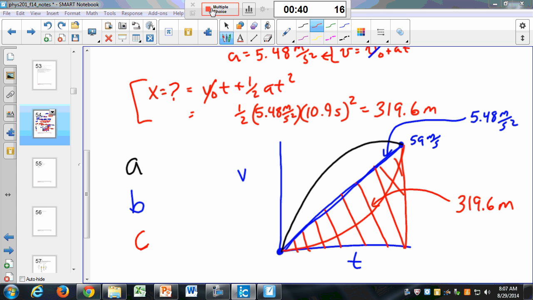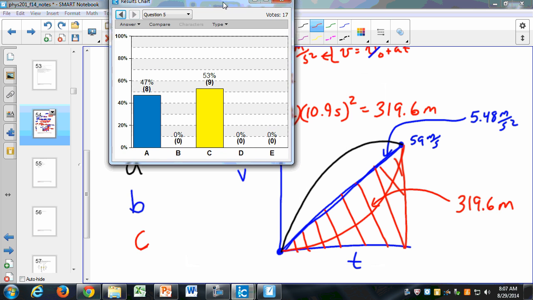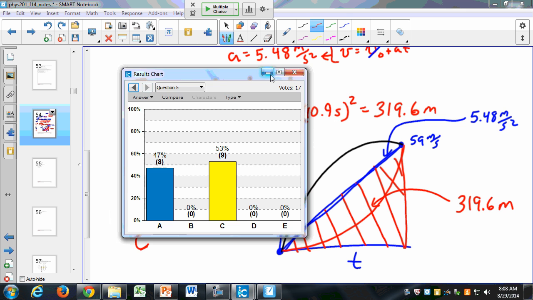All right, I'm going to stop at 45. 45. Okay, looks like we're split sort of between the black and the red.